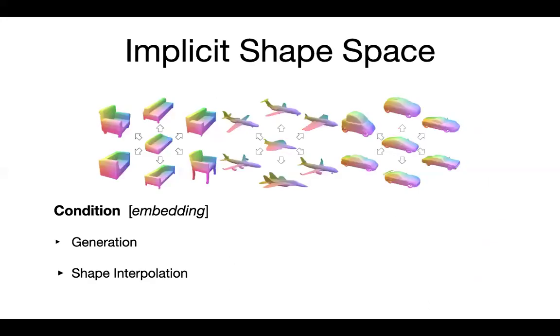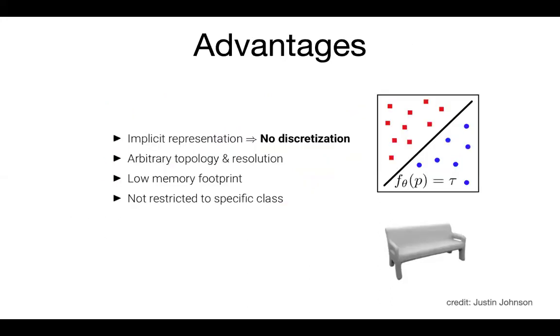And if we train with many shapes as a condition, we can use it for generation and for shape interpolation, because we have a latent code that corresponds to one of the shapes, and then you select the parameters using this latent code. And if we interpolate the latent code, you can interpolate between nearby shapes. And then we can morph between different types of couches, different types of cars, and everything. Okay? So what are the advantages of this representation?